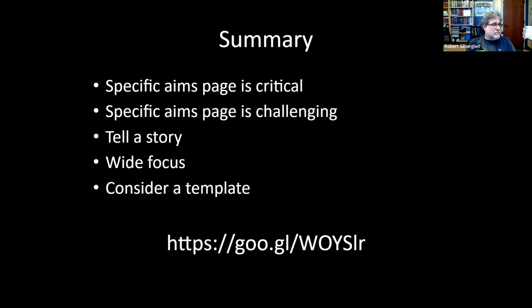So that's really what I want to argue for this. Just to review: the specific aims page is really important. It's critical. It's really hard. It should tell a story, have a wide focus, and consider using a template to make sure that you have all of your pieces. And with that, I will hand it over to Jordan. Thank you.